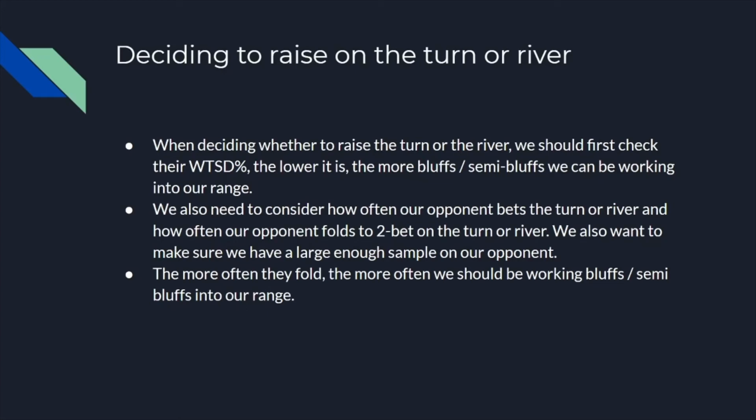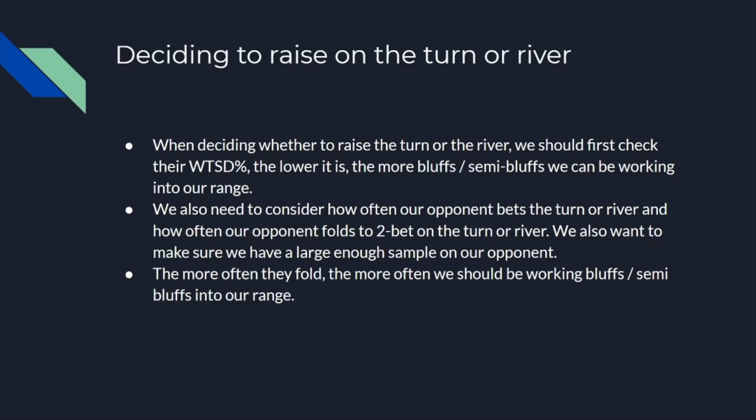If we do get a large enough sample size, which we almost never will, we also can consider how often our opponent folds to a 2-bet on the turn or a 2-bet on the river. So we're going to need probably at least 1,000 hands for either of these, but once we do have a decent sample size, we can start using the stat fairly reliably, but we also want to be focusing on the went to showdown value as well. So again, the more often they fold to a 2-bet, the more bluffs and semi-bluffs we want to work into our range, and the more often they call a 2-bet, the more thin value we need to work into our range.